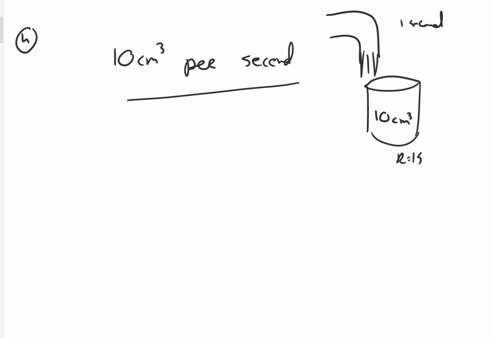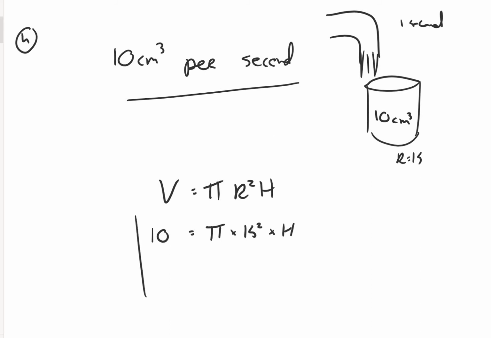So now I have the volume, 10 centimeters cubed, I have the radius, and I want to find the height. Okay? The height, it has risen in a second. Okay? So here we go. Volume equals pi r squared h. We know that the volume after a second is 10. Pi multiplied by the radius squared, which I don't know. Or sorry, I do know. 15. And then the height, which I don't know, is what I'm trying to find. Okay, I'm trying to find the rate at which it's rising. So the height, it's risen after a second. So 15 multiplied by 15 is 75.